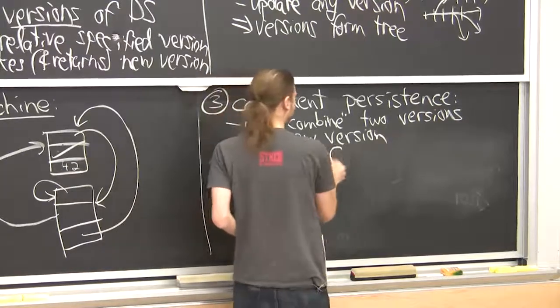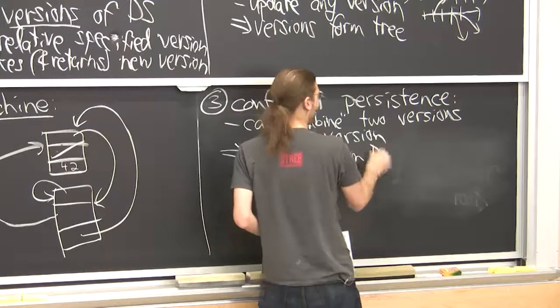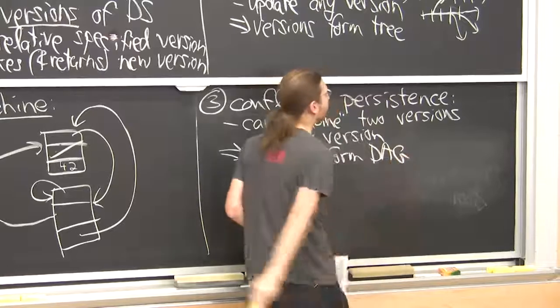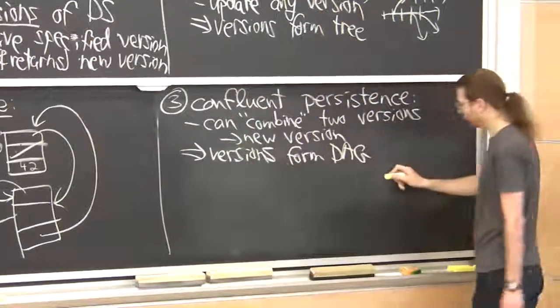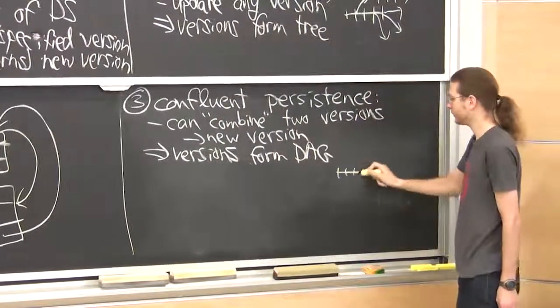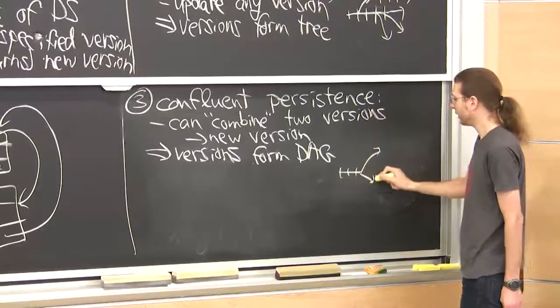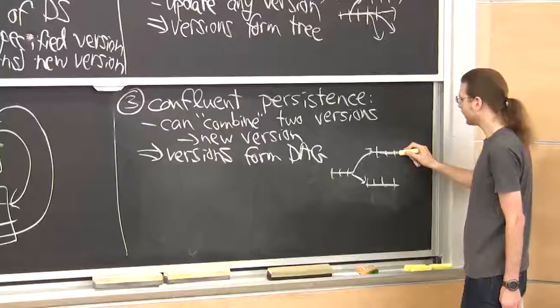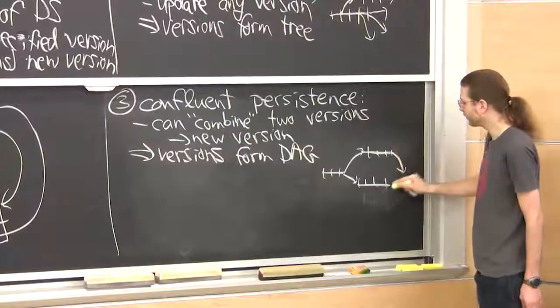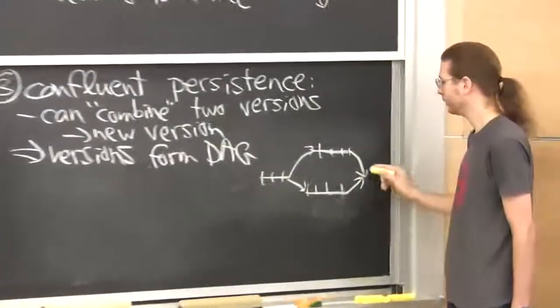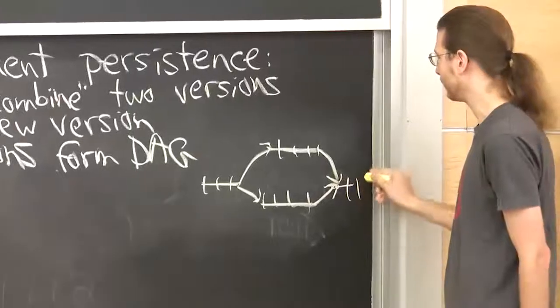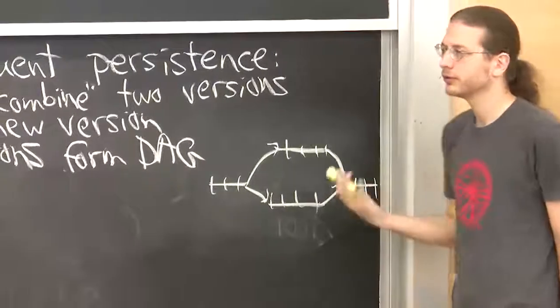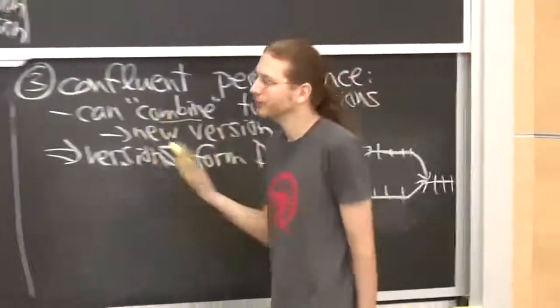So now the versions form a DAG, a directed acyclic graph. You make some changes, you branch your universe, make some changes. And now I can say, okay, take this version of the data structure and this version and recombine them. Get a new version, and then maybe make some more changes. Okay, what does combine mean? Well, it depends on your data structure.